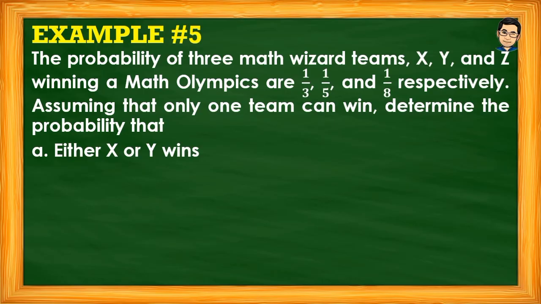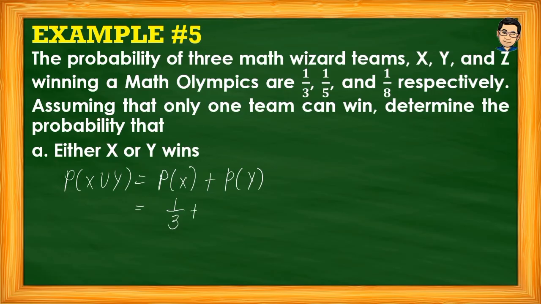So, ibig sabihin, ginamit natin diyan yung word na either. So, ibig sabihin, kailangan lang natin i-add yung probability na manalo si X and then probability na mananalo yung team Y. Okay, so probability na mananalo yung X, that is 1/3. And then, yung probability na mananalo si Y naman, we have there 1/5.